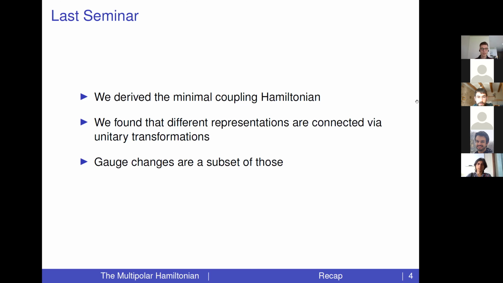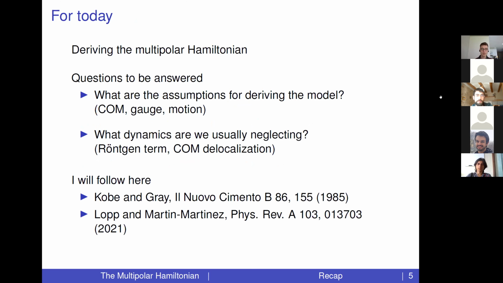Okay, so what we're going to do today in particular is we're going to derive the multipolar Hamiltonian. And there are a couple of questions in particular that we want to answer. So what are the assumptions for deriving the specific model? And this will relate to the center of mass, it will relate to gauge degrees of freedom, and it will be concerned with the motion of atoms. And then once we know this, we can ask the question, so what are the dynamics that we are therefore neglecting? And this will be related to what is known as the Röntgen term or Röntgen terms associated with different degrees of freedom and also with center of mass delocalization.